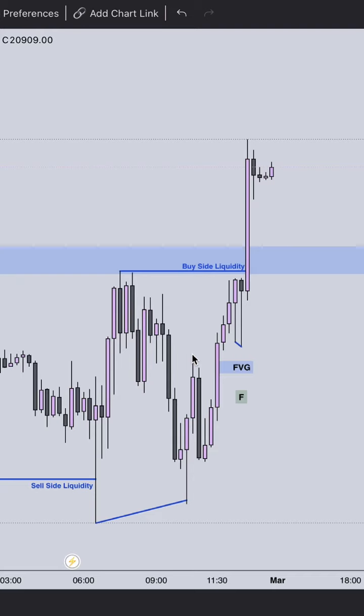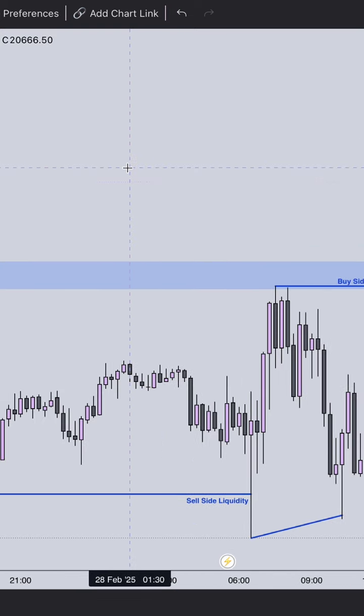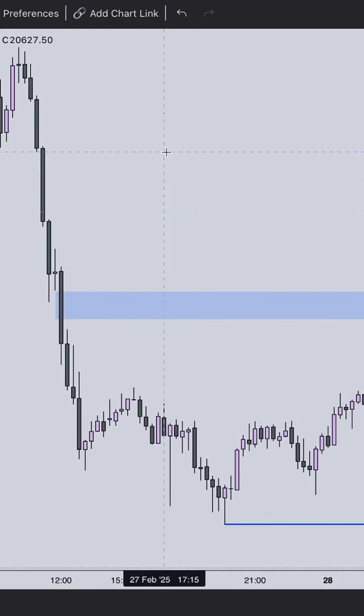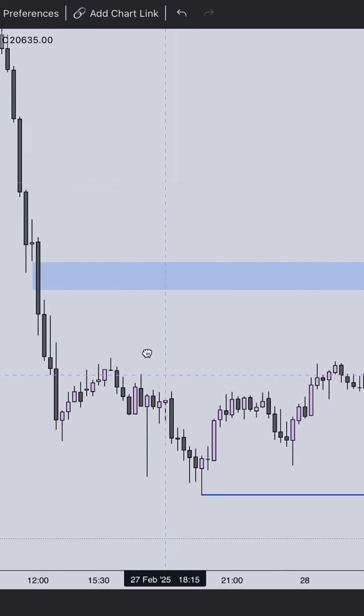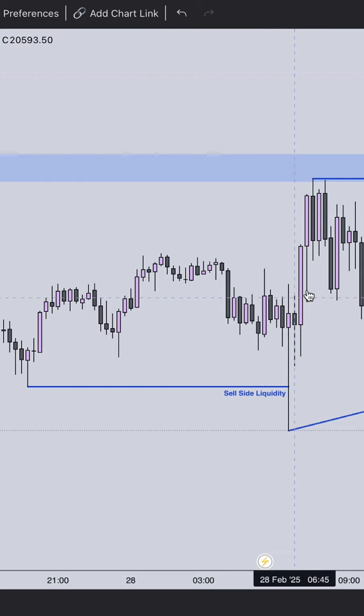So how do we know if a fair value gap will stay open or will it get traded into? Well, in this example right here, you can see if we look all the way to the left, price has been dropping all the way down here. It's been dropping. And then you can see right here, price drops down, wicking out the sell side liquidity.